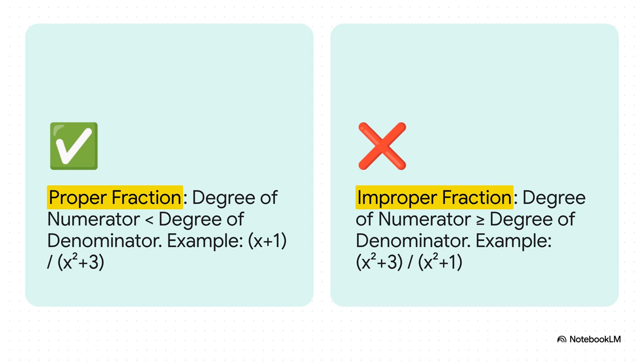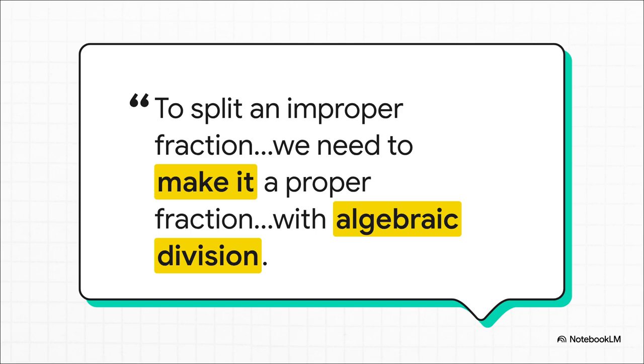Look at the proper fraction here. The degree on top is 1, the bottom is 2. Top is smaller, so it's proper. Simple. Now look at the improper one. Degree 2 on top, degree 2 on the bottom. They're equal, and that's the rule. If the top's degree is greater than or equal to the bottom's, it's improper, and that means we have to do something else first. And this is the absolute key.